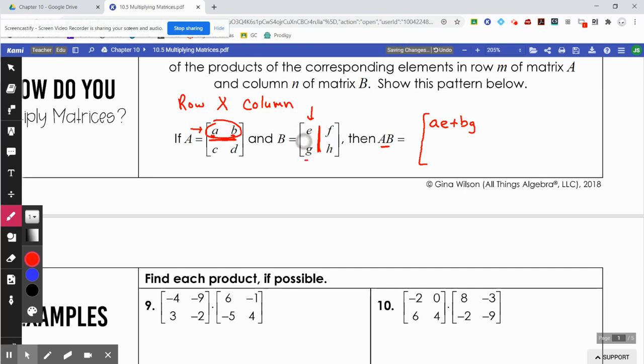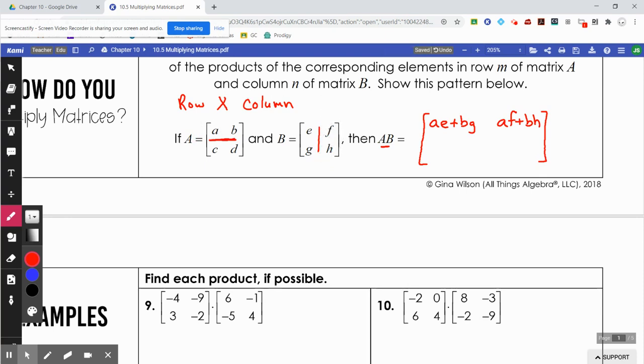Then what do you do? You move on to the first row and second column. That gives you the answer in the first row, second column of your answer. So pair them up again. First with first, second with second, A with F, B with H. You're going to multiply A times F. You're going to multiply B with H, and you again just add those two answers together. And that's going to be the first row, second column answer. We're done with our first row because we've multiplied the first row times everything.